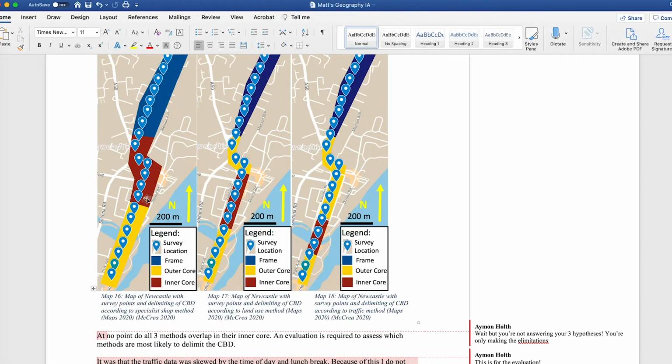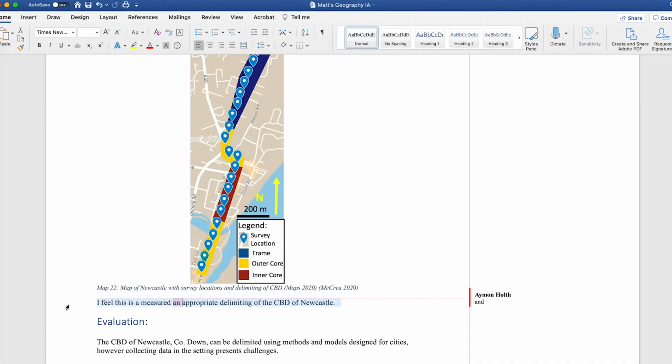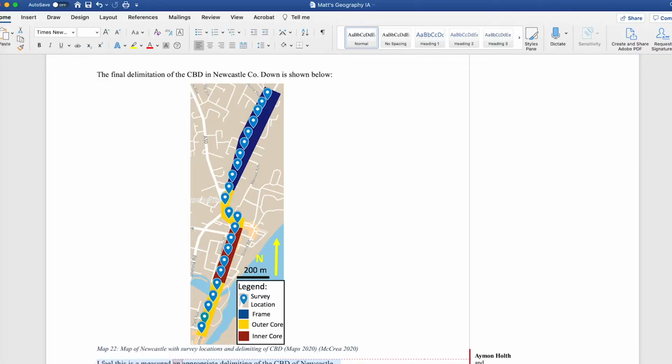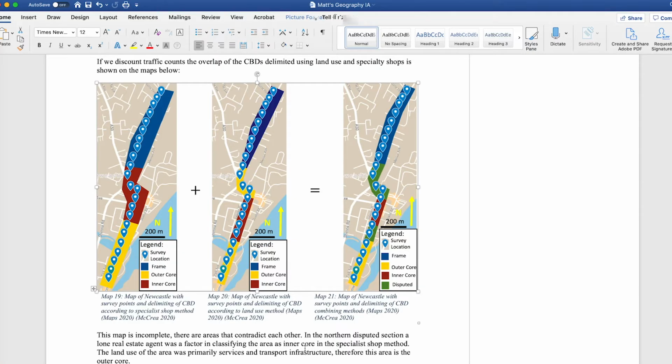Meanwhile, here, yes, we have a few maps, but you're not really answering your overall arching question. Yes, to some extent you are. I feel this is measured as an appropriate delimiting of the CBD of Newcastle, but really, this doesn't seem very clear to me. It doesn't seem like it's supported by evidence. Yes, you have the 3 different maps, but I'd like to see some more analytics or some more analysis in here to support your conclusion, instead of just putting 2 different maps next to each other.